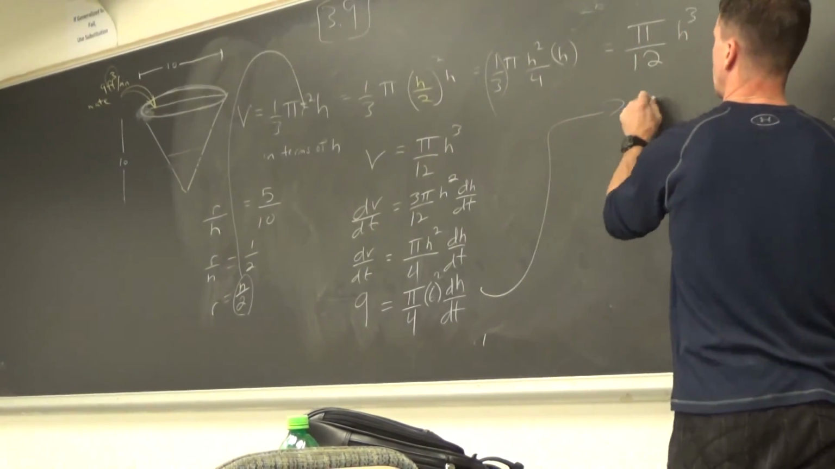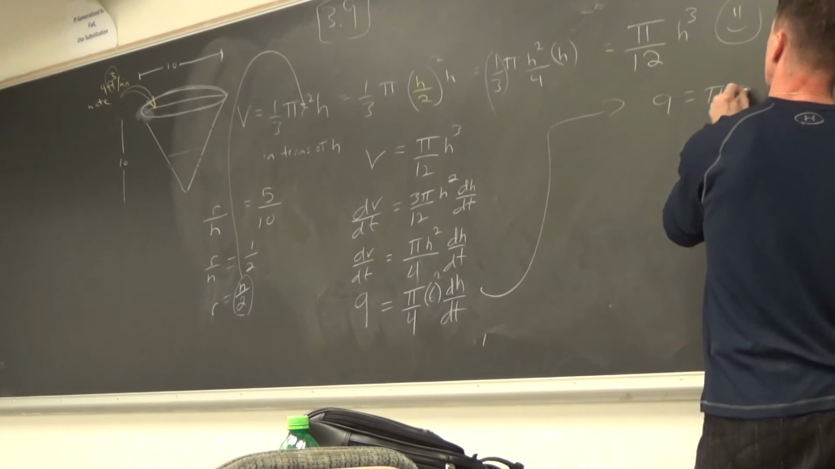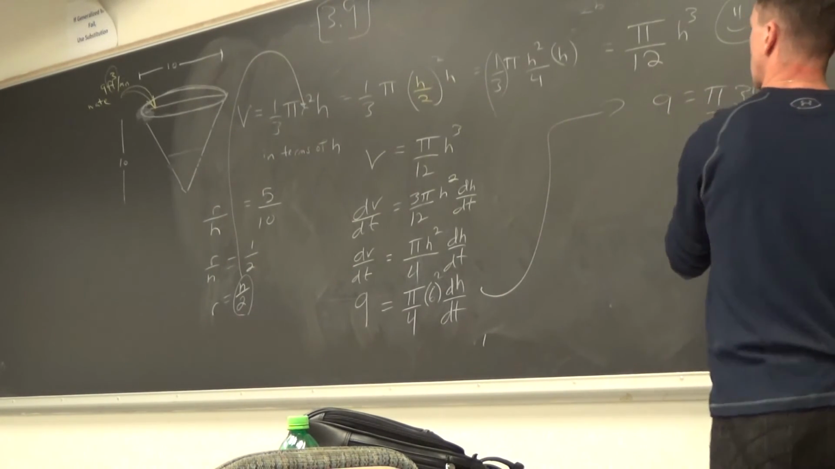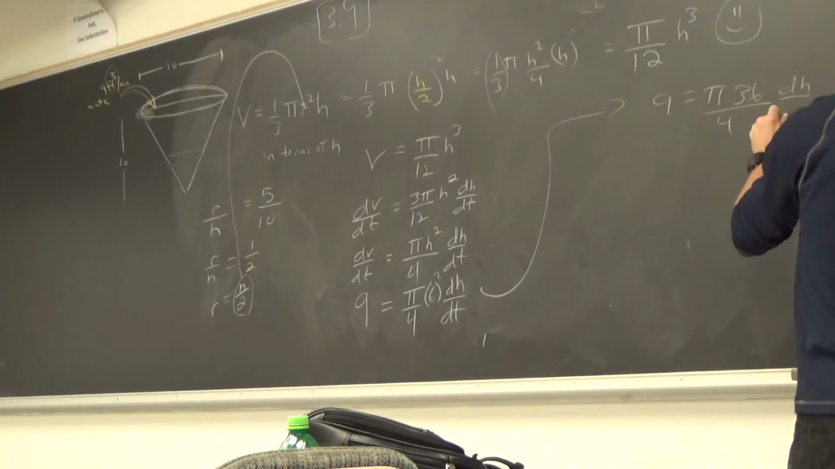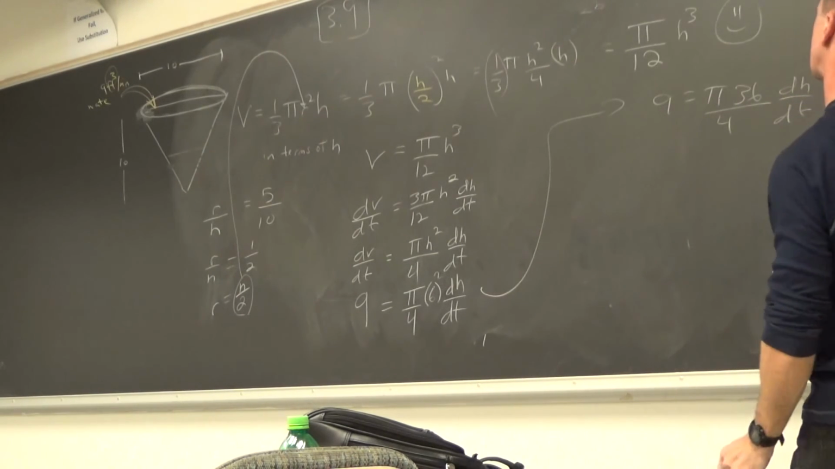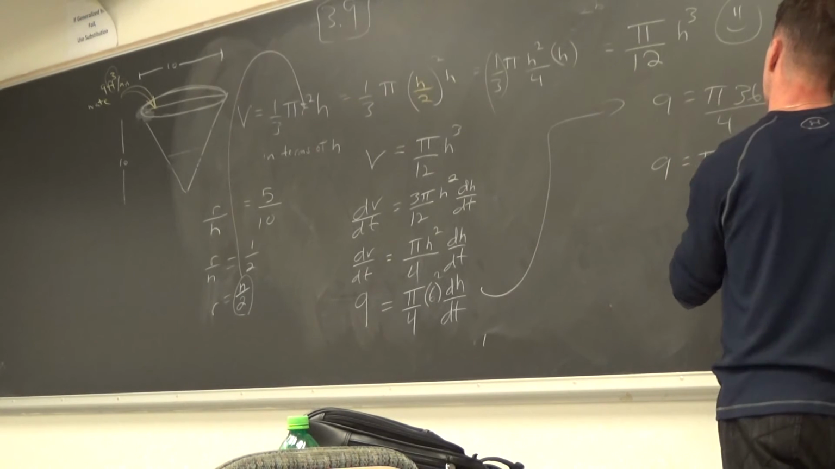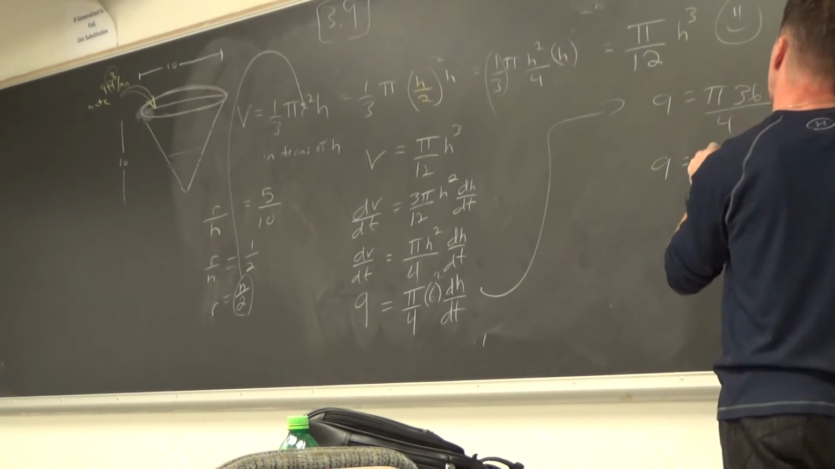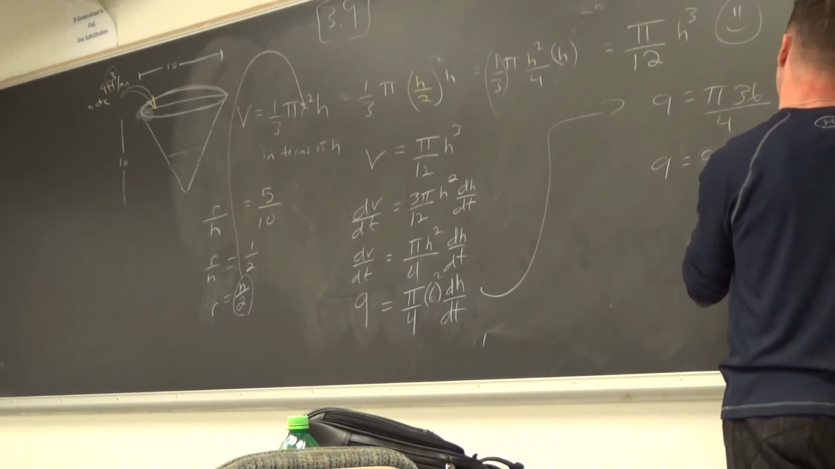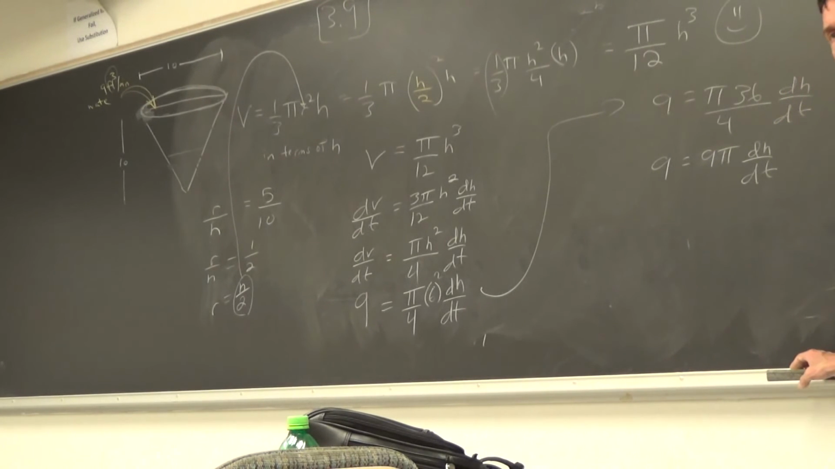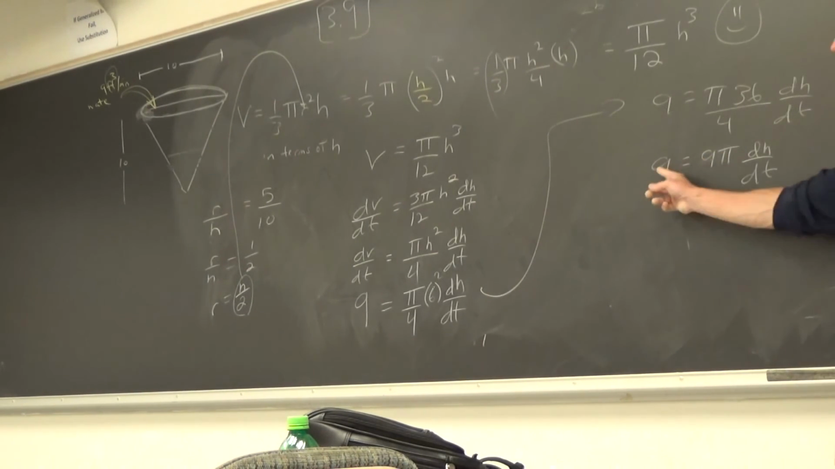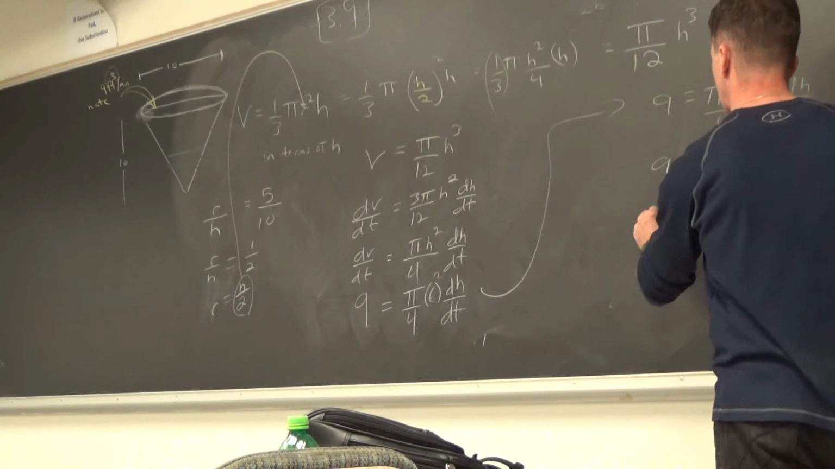All right, 9 equals pi times 36 over 4. Isn't it going to be 6 squared? What's 36 over 4? 9. So 9 equals 9 pi. You can cancel 9 out. Divide 9 on both sides? Yeah, divide 9 on both sides. Nice.